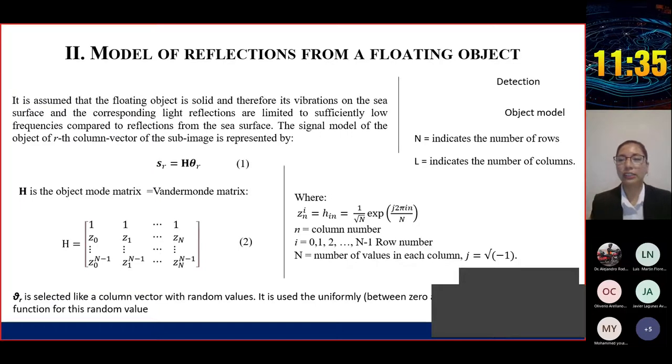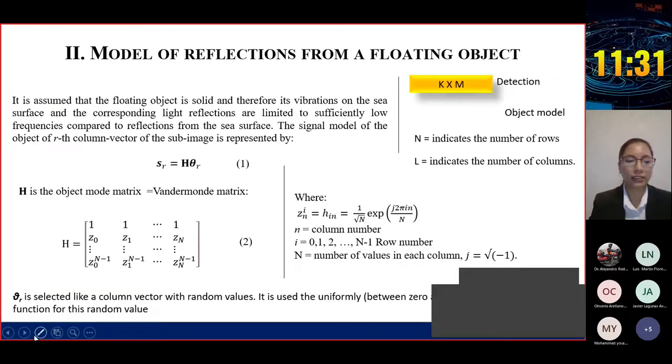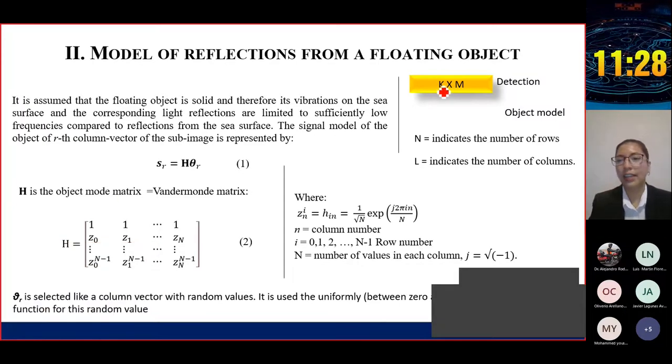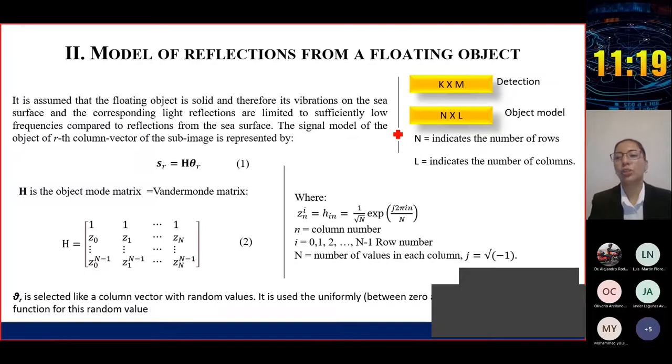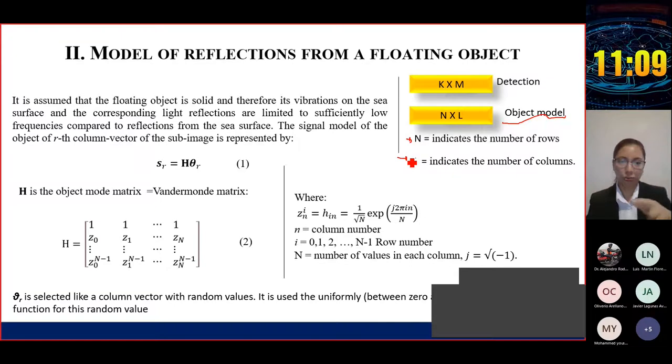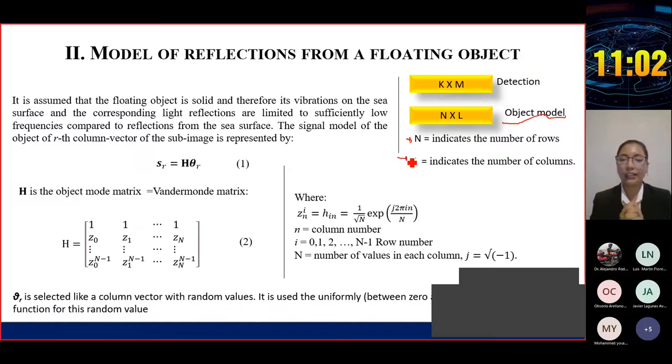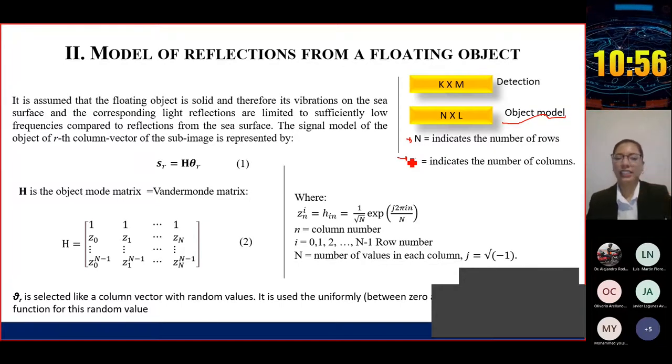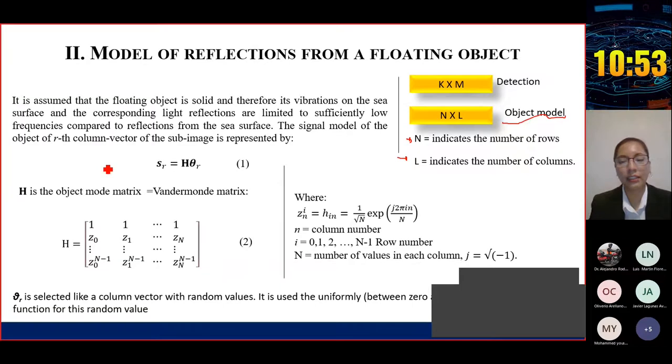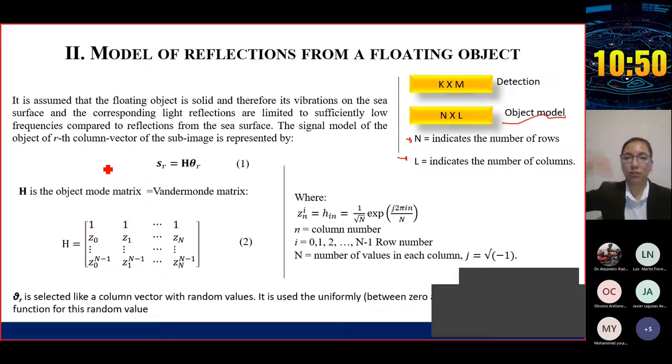First, we need to understand two things. One is K per M, the images of detections, or the squares of detections. And we have N per L to understand the object model. N indicates the number of rows, and L indicates the number of columns. We need to assume that the floating object is solid and has some vibration because the sea is agitated. And we also have some reflection from the sea.